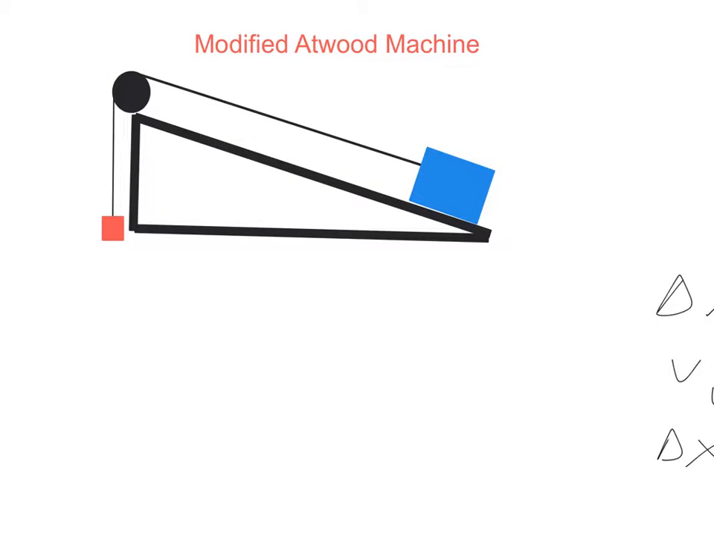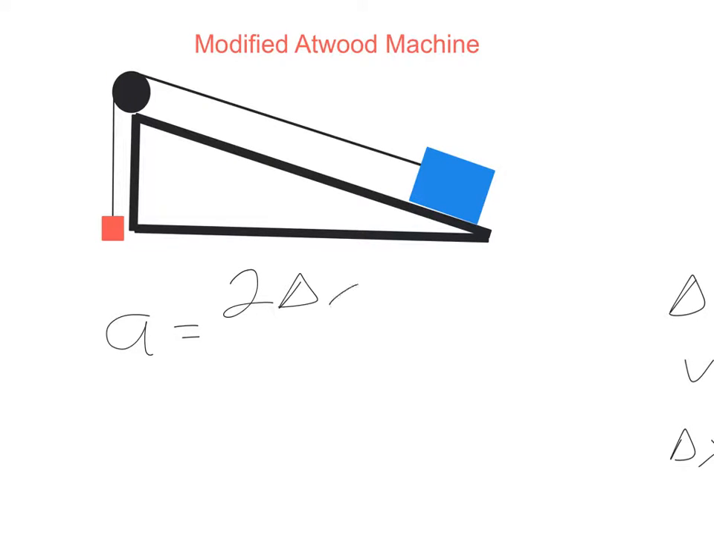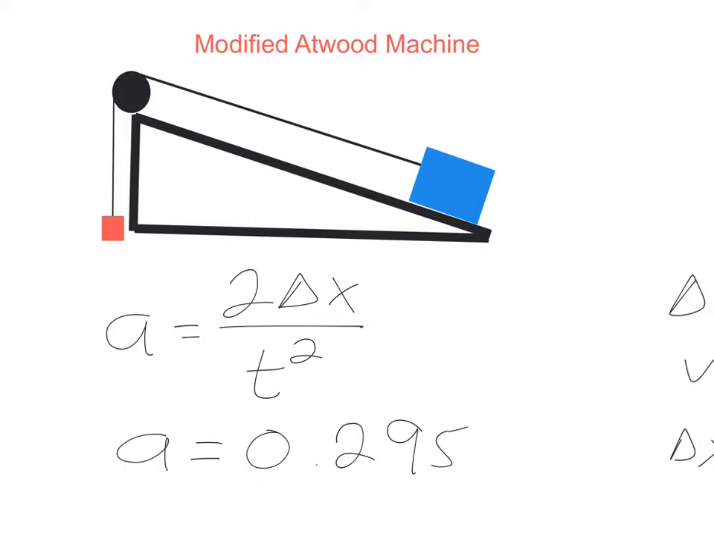Rearranging the equation, we get an equation: acceleration is equal to 2 times the displacement divided by time squared. And plugging in the values that we measured, the acceleration comes out to 0.295 meters per second per second.